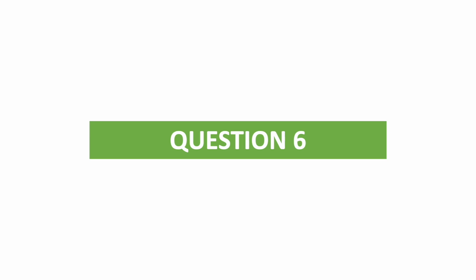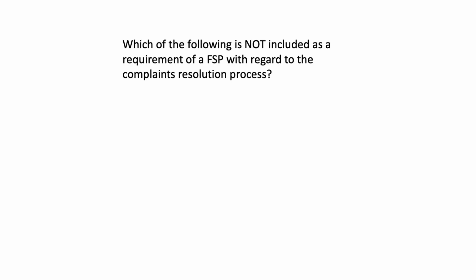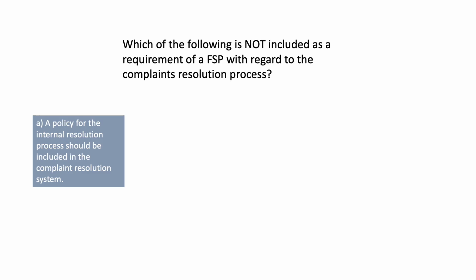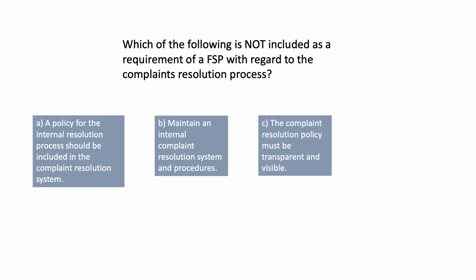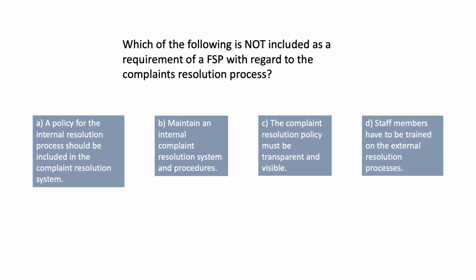Question 6. Which of the following is not included as a requirement of an FSP with regard to the complaints resolution process? A. A policy for the internal resolution process should be included in the complaint resolution system. B. Maintain an internal complaint resolution system and procedures. C. The complaint resolution policy must be transparent and visible. D. Staff members have to be trained on the external resolution processes. Remember, we are looking for what is not a requirement.